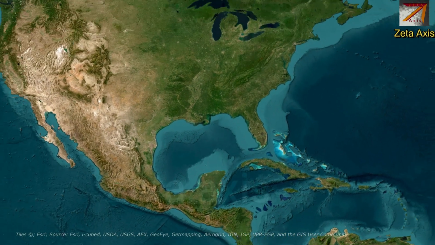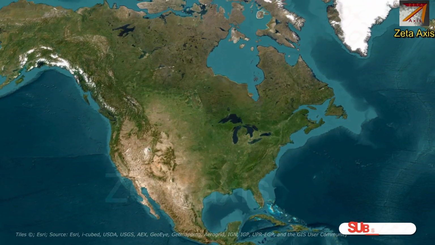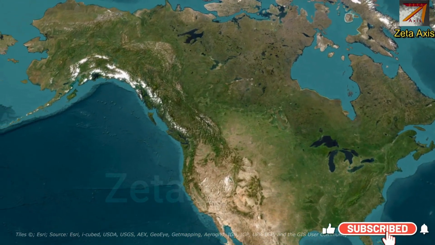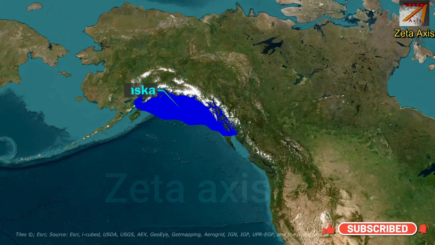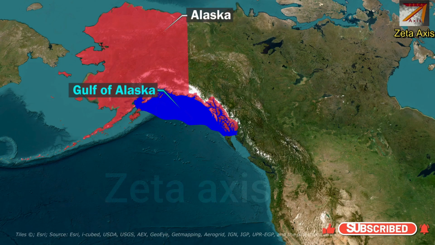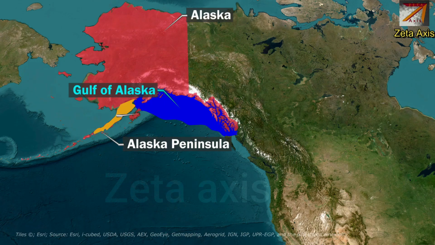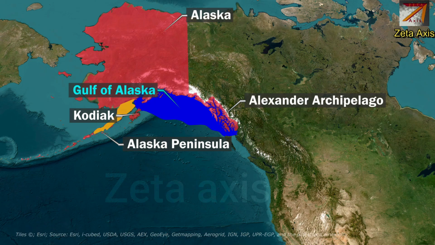Now, let's discuss important seas and gulfs located around the North American continent, starting with the Gulf of Alaska. On the southern side of Alaska, we have the Gulf of Alaska, which is an arm of the Pacific Ocean defined by the curve of the southern coast of Alaska. It stretches from the Alaskan Peninsula and Kodiak Island in the west to the Alexander Archipelago in the east.